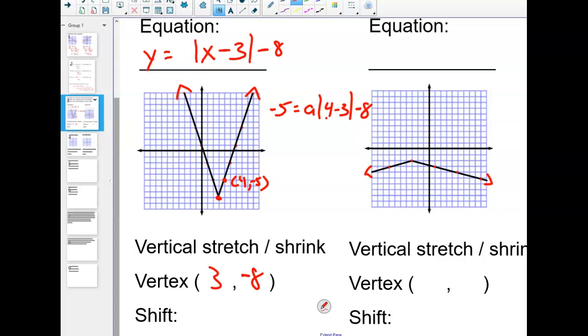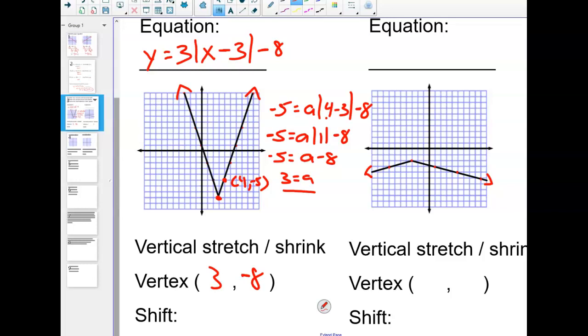And now I'm solving for a. The absolute value of 4 minus 3 is the absolute value of 1. The absolute value of 1 is 1, and 1 times a is a. And we add 8 to both sides, we get 3. So my a equals 3. And that should allow me to do stretch, shrink, and the shift. So my equation, y equals 3, absolute value of x minus 3, minus 8.